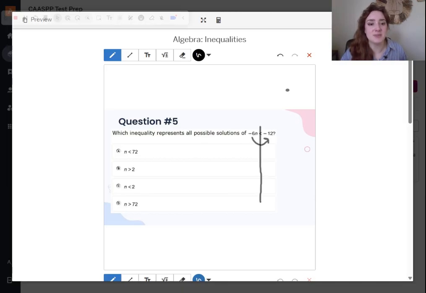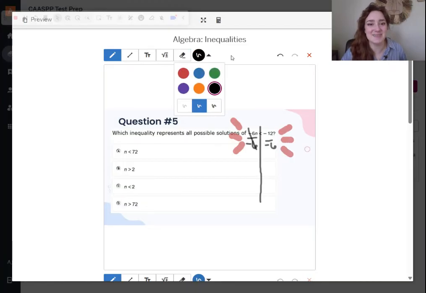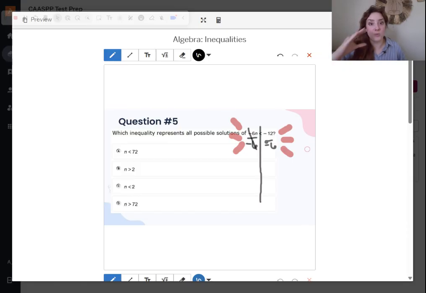The only way we can move something over is by using the inverse operation. So instead of multiplying, we're going to divide both sides by -6. Something interesting that happens when we are dividing by a negative number is that it will flip the sign. In our class, we've done those fancy noises to remind us that something's happening, that we're going to be changing the sign. So we're going to flip it. It was a less than symbol, and now it's going to become a greater than symbol.